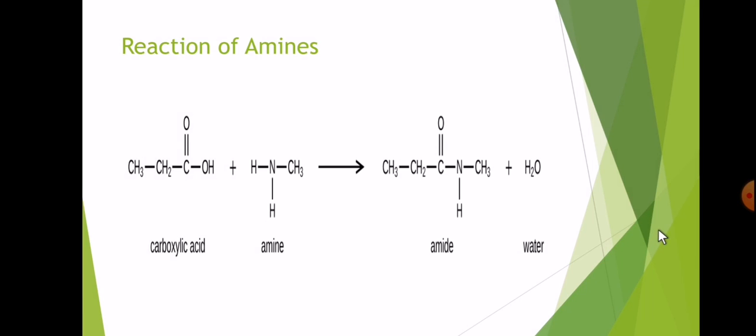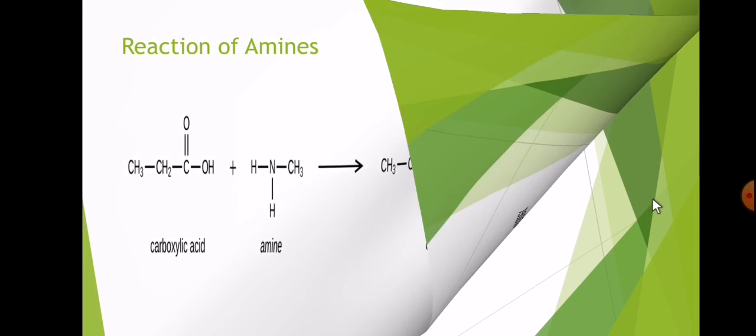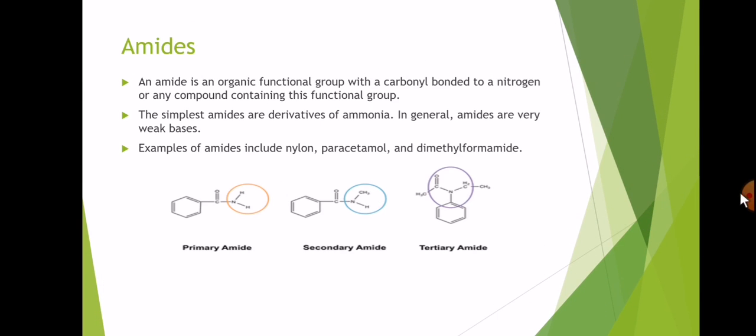This is a very simple reaction: carboxylic acid and amine. So we will get an amide and a water molecule. This reaction is also called a condensation reaction because we get a water molecule eliminated from here, OH and H, to H2O, and the rest will be called an amide. Okay, amides.